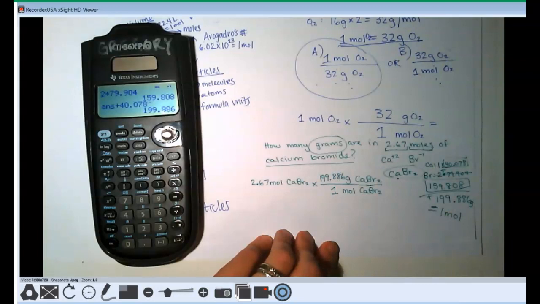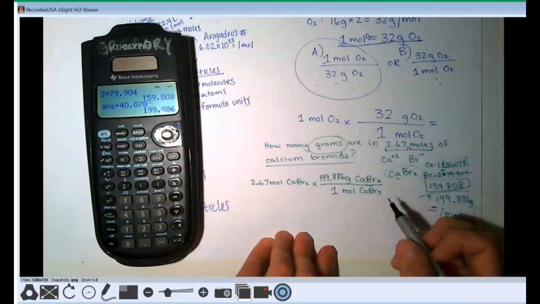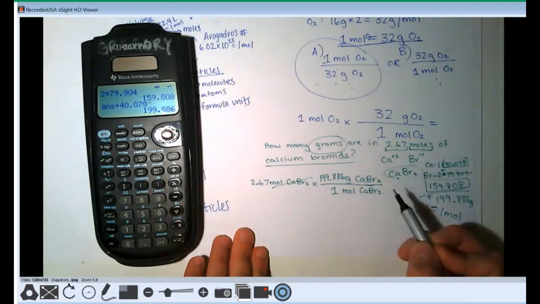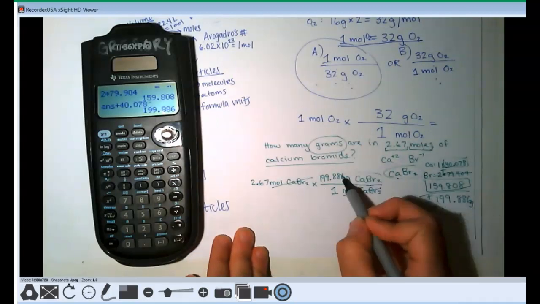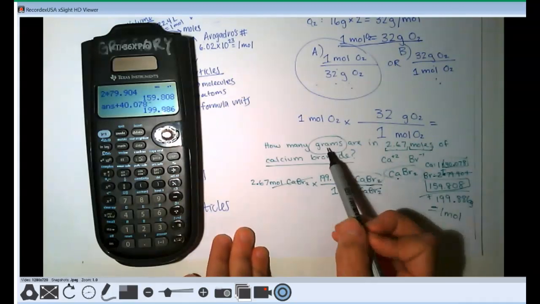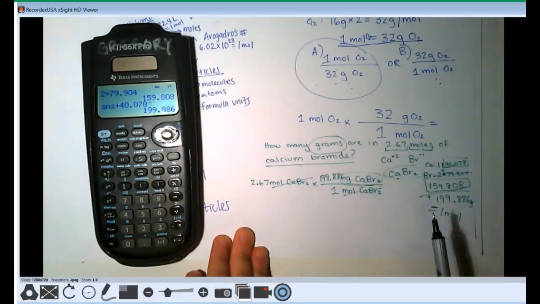Cass, any questions? Are you good? Okay, cool. So moles of calcium bromide cancels out. So we're just going to be left with grams of calcium bromide. And that's a good thing, because we were asked for grams of calcium bromide in the problem.